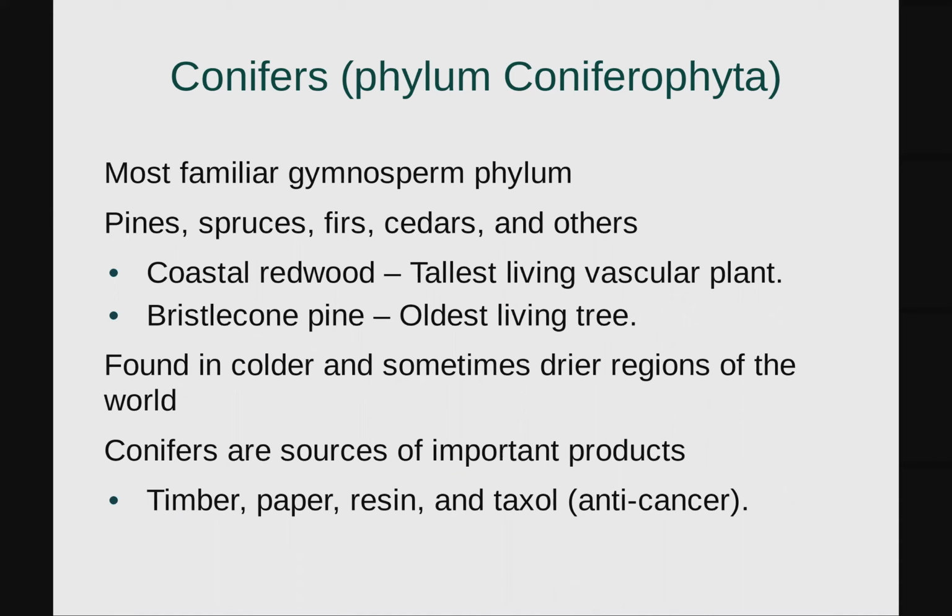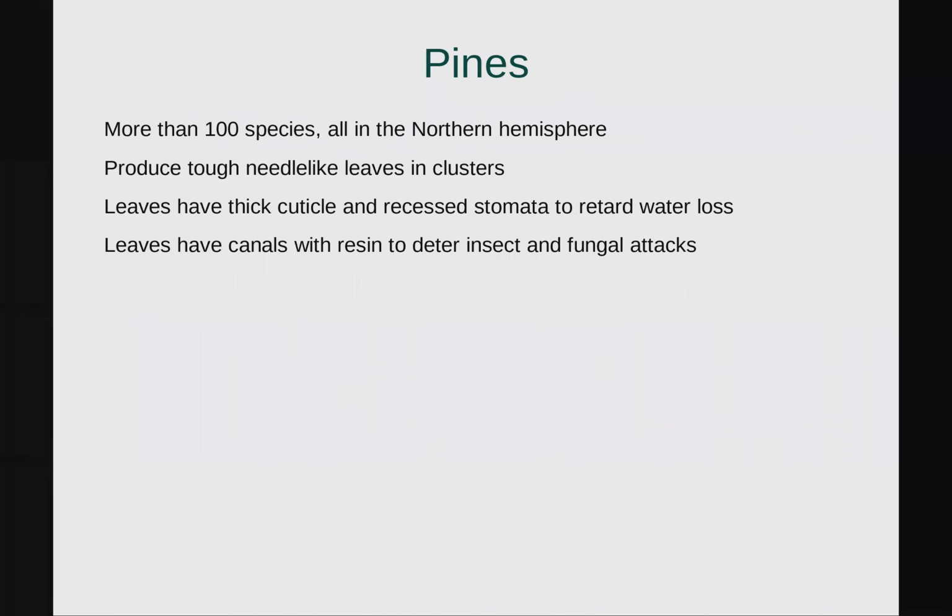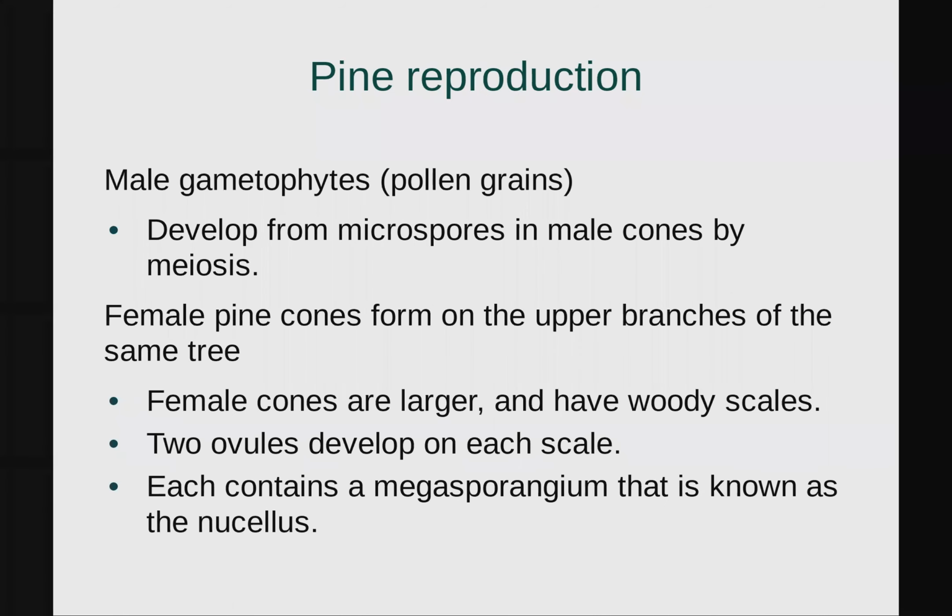Now, these are actually important sources of major products, including timber, paper, resins, and pharmaceuticals such as Taxol, which has anti-cancer properties. Now, within the group of conifers, we have the pines. There are about 100 species of pines, all found within the northern hemisphere. And as you guys probably know, they produce needle-like leaves in clusters. Now, these leaves have a very thick cuticle and recessed stomata to help retard water loss. And these also have canals with resin to deter insects as well as fungal predators.